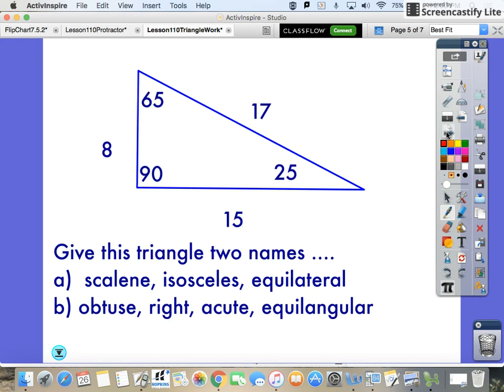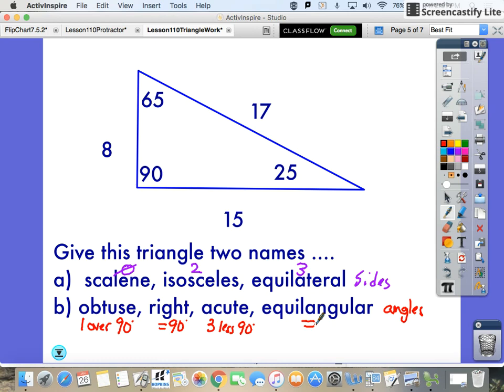All right, let's try another one. So this is based on angles, sides. Again, scalene means there's no equal sides. Isosceles means there's 2, and equilateral means all 3 sides are equal. And then these names are based on angle measures. So obtuse means there's 1 over 90 degrees. Right means there's one that's exactly 90 degrees. Acute means there's 3 less than 90 degrees. And equiangular means all 3 are equal.